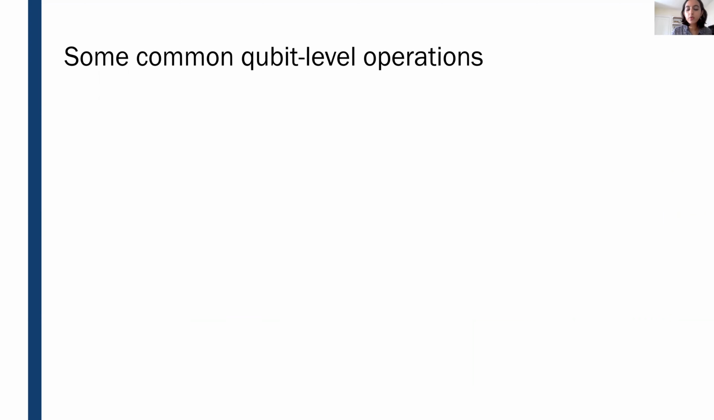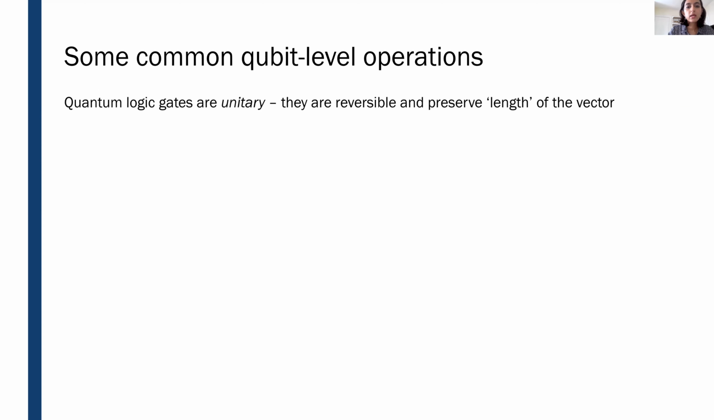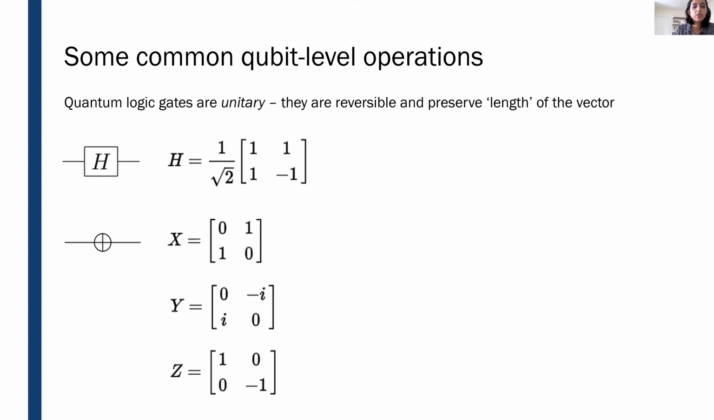So let's move to a little bit of the nitty gritty. When we sit down to program quantum computers, what are we actually dealing with? Here are some examples of common qubit level operations. One thing to keep in mind is that unlike classical logic gates, quantum logic gates are unitary. That basically means that they're reversible and they preserve the length of the vector in the Hilbert space.